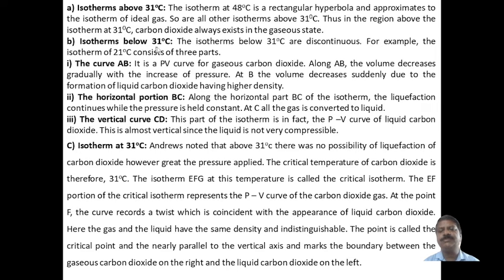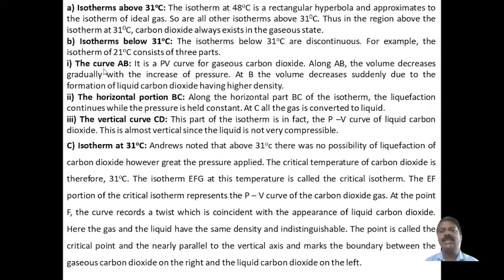Then, isotherms below 31 degrees Celsius, what happens? Isotherms below 31 degrees Celsius are discontinuous. Discontinuous means there is no uniform phase. At one point it will be liquid and at another point it will be a gaseous state. Therefore, a discontinuous phase takes place, so below 31 degrees Celsius the isotherms are discontinuous.